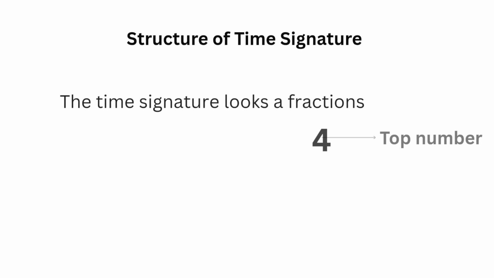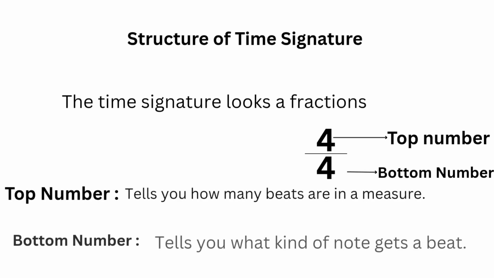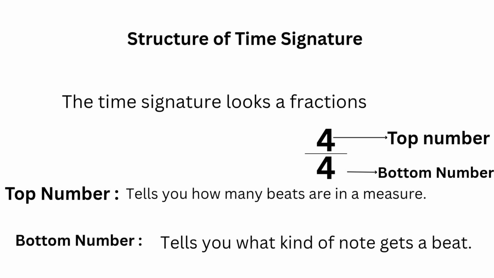The structure of a time signature. A time signature looks like a fraction, that is, 4 by 4. The top 4 tells you how many beats there are in each measure, and the bottom 4 tells you what kind of note gets the beat, like crotchet or minim.